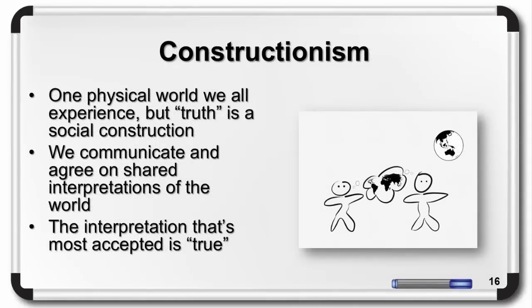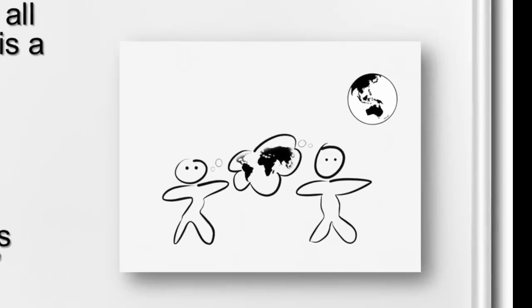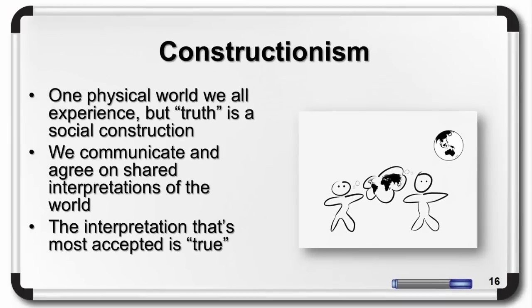Constructionism is based on a different assumption about the nature of truth. Although there may be one physical world we all experience and measure the accuracy of our beliefs against, constructionism assumes that what we call truth is actually a social construction. This means we communicate and agree on shared interpretations of the world. Usually, the interpretation that's most accepted is what we call true.